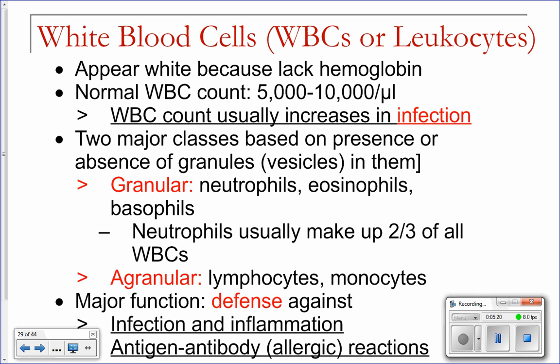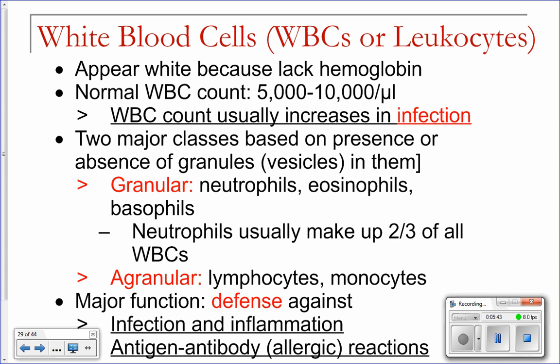Okay, white blood cells. White blood cells are called white blood cells because they do not have hemoglobin, and so when you look at them under a light microscope, they look clear or white. So we're super fancy when it comes to our naming of the blood cells. They're either red or they're white. Okay, and that's all because of whether or not they have hemoglobin.